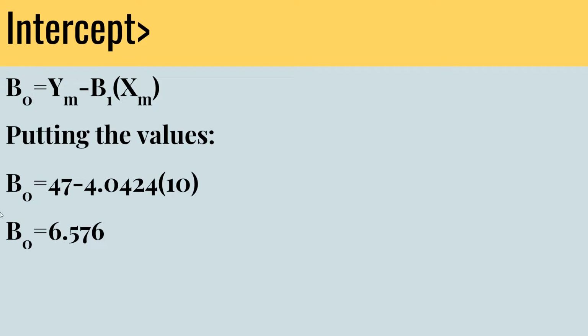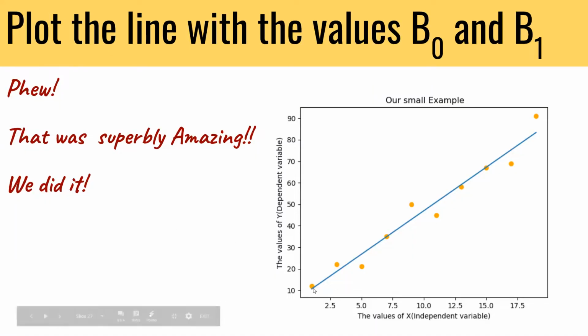So the equation of the line of our regression model is finally y equals 6.576 plus 4.0424 times x. We use it to plot a line on our data set, and here it is.